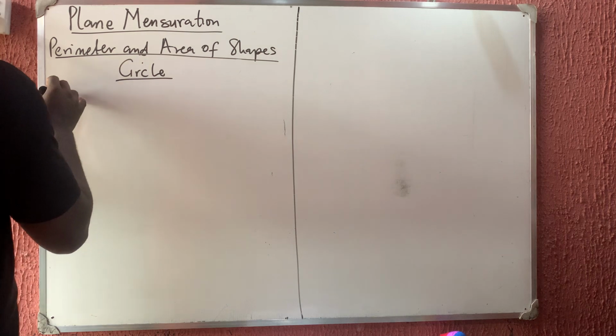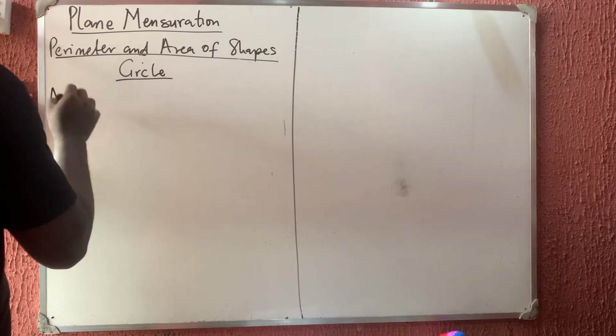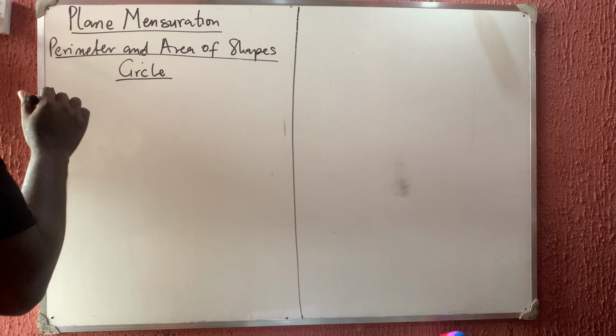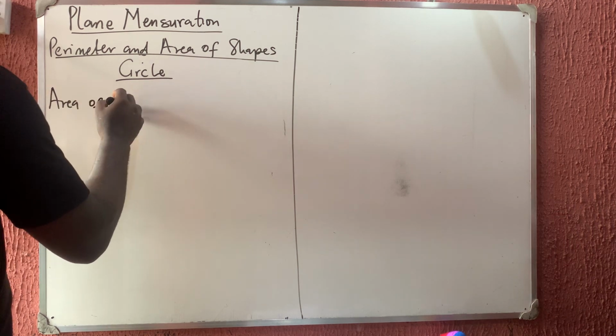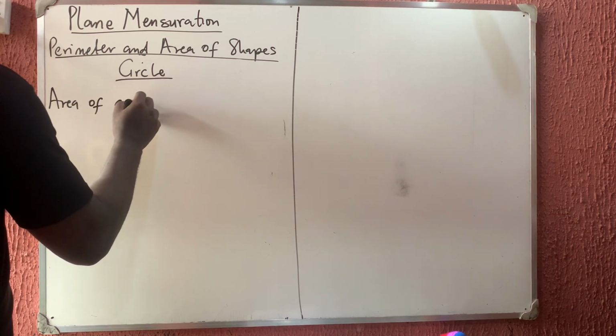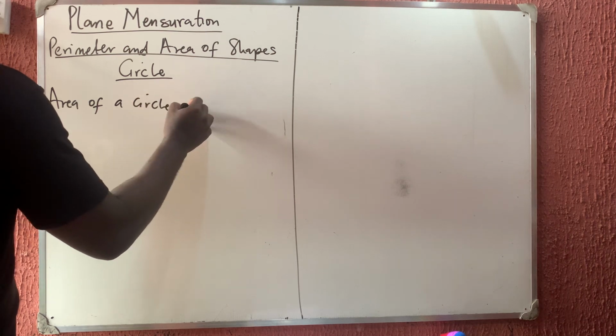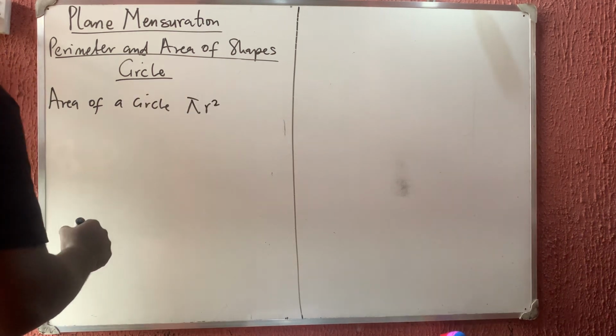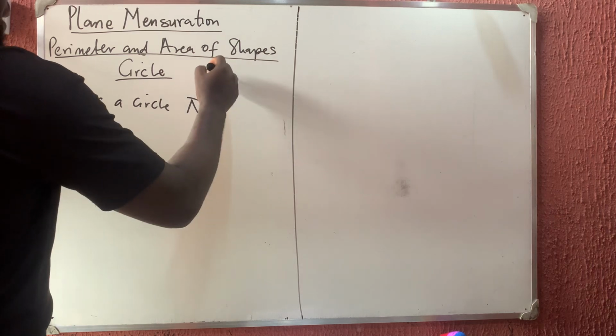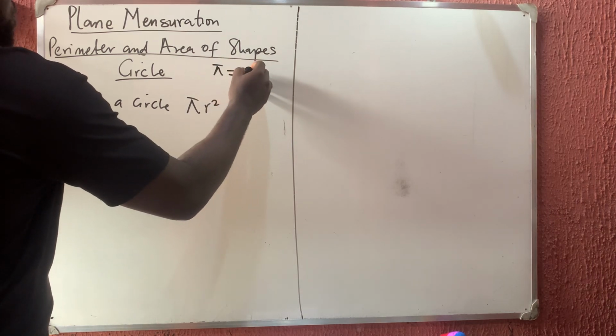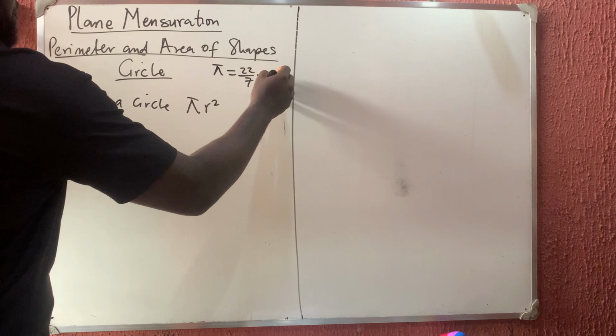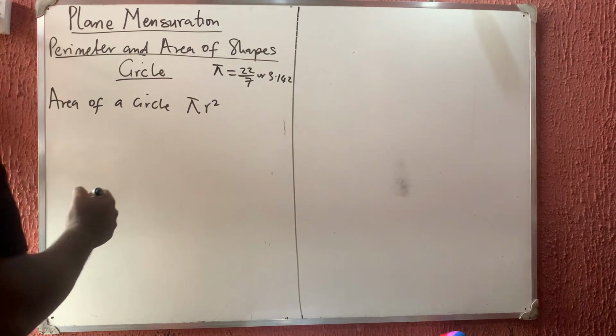So the first thing we should know, because in this video we are mainly specifying the area of a circle and the perimeter of a circle. The area of a circle is given by what? Pi r squared. That's the area of a circle. Don't forget that pi is equal to what? 22/7 or 3.142. Any of the two.